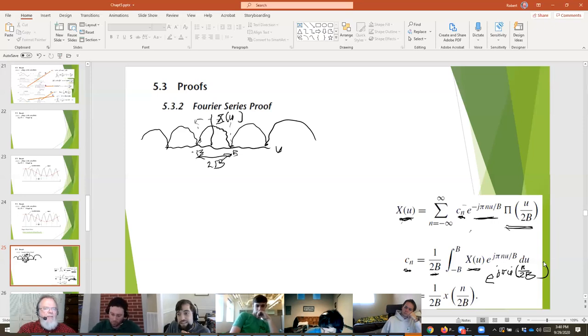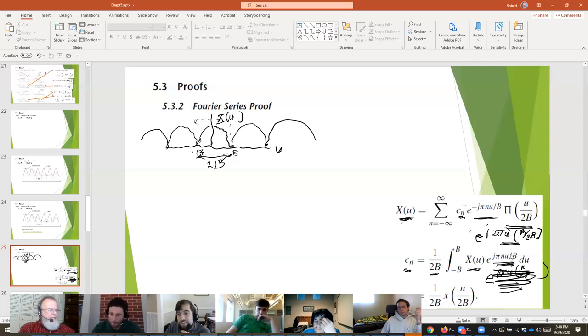What I'm doing is writing this Fourier kernel in a different way. I'm just writing this Fourier kernel in a different fashion. Let me try it again. E to the j 2 pi u n over 2b. But you see, those are exactly the same thing. This Fourier kernel is exactly the same as this, right?